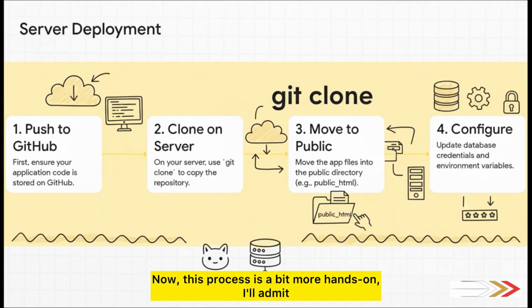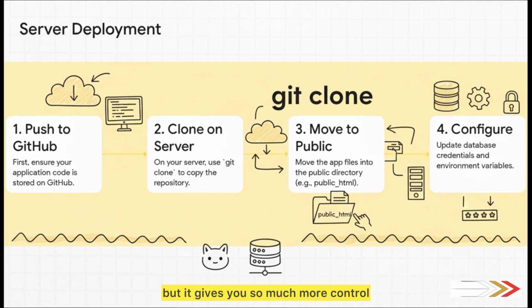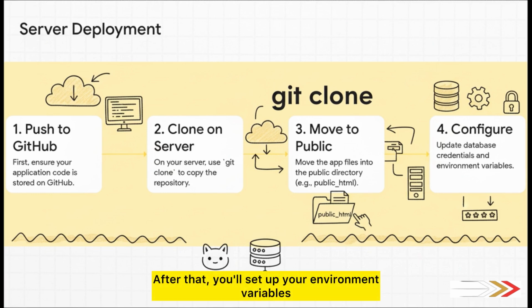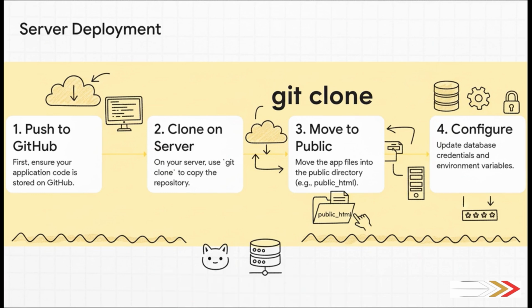Now, this process is a bit more hands-on, I'll admit, but it gives you so much more control. You'll log into your server, use a simple git clone command to download your entire repository, and then move the files to the right folder, like public_html. After that, you'll set up your environment variables, things like database passwords. And to update your site, you just log back in and git pull to grab the latest changes.